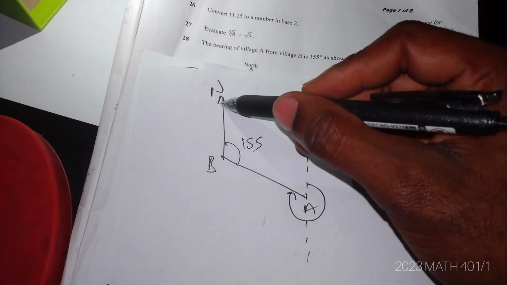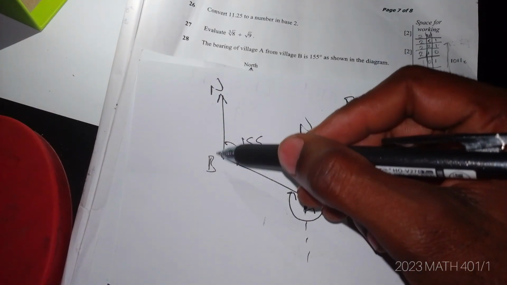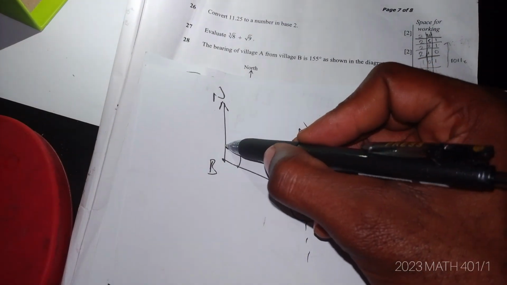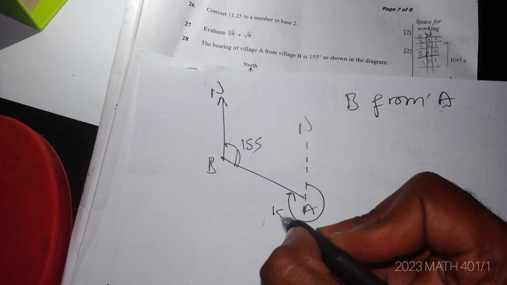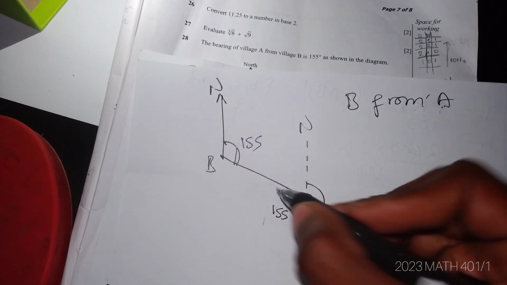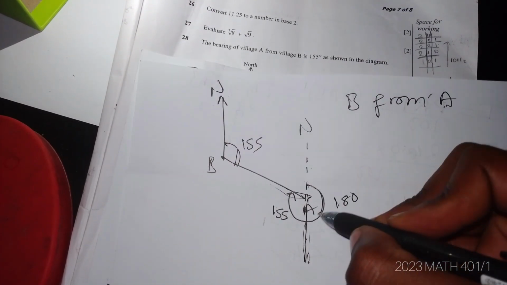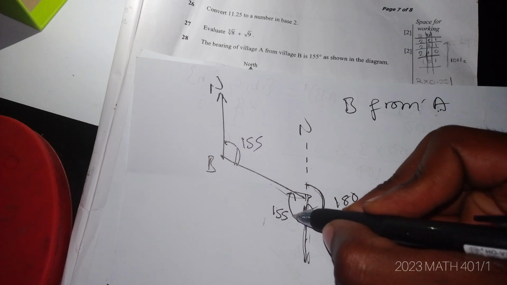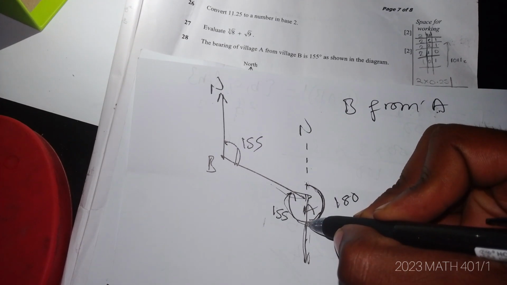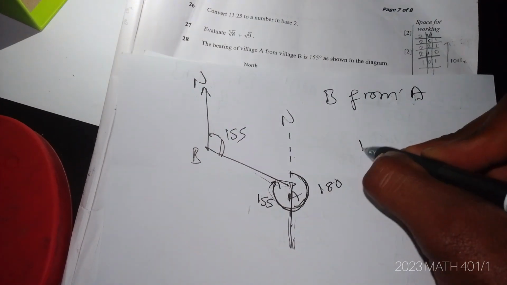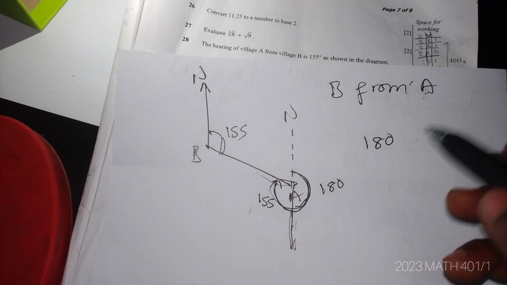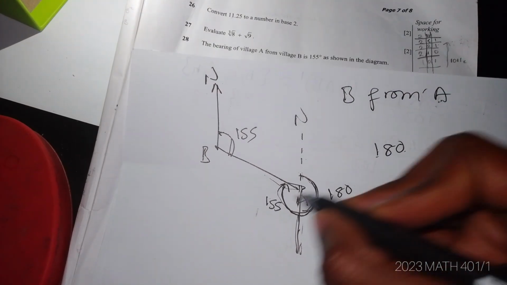Well, we have a Z here. We have a Z angle. So that means if this is 155, this is also 155, this part here. And of course, this is a straight line, so that means this is 180. So for me to find the entire angle, I can add this to this. So to find my bearing of B from A, I can simply add this to 155.